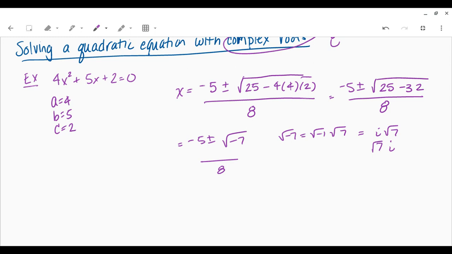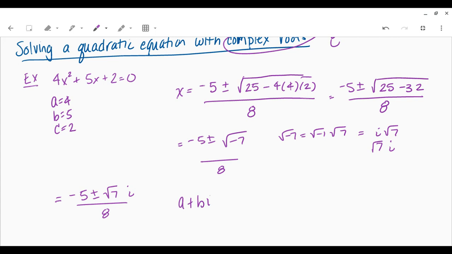Okay. So we've got, I'm going to go over here, negative 5 plus or minus the square root of 7, I'm going to make it really obvious that it's not under there, over 8. Okay, and we do have one more step to this. It's common to write complex solutions, remember, as a plus bi.